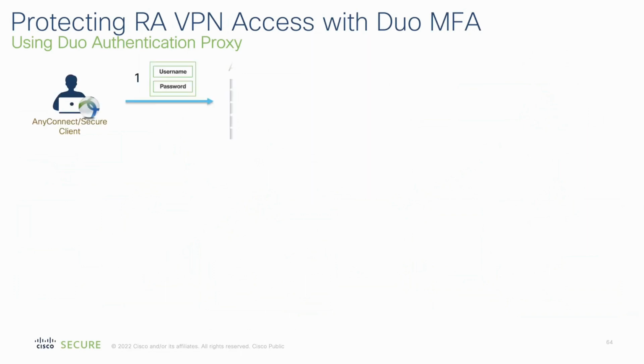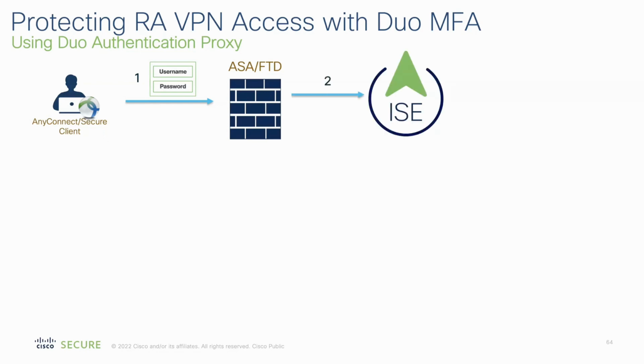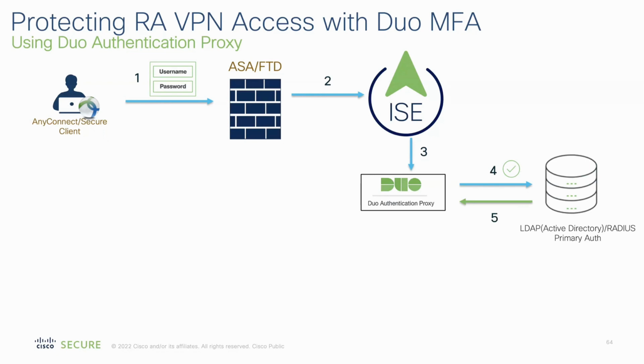Now, when a user with AnyConnect installed comes from off-prem and tries to connect to the VPN, he's going to provide the credentials to the ASA or an FTD. The ASA or FTD forwards it to the ISE, and ISE is going to send it to the Duo Authentication Proxy. Now the Duo Authentication Proxy in turn sends it to your primary authentication source. The primary authentication source can be your Active Directory. In my demonstration, I was making use of an Active Directory.